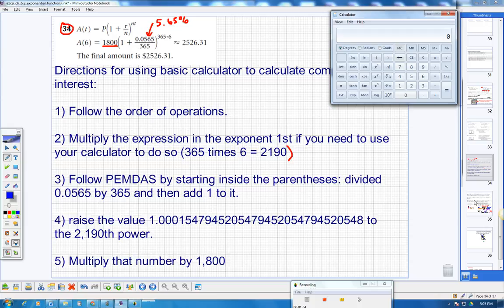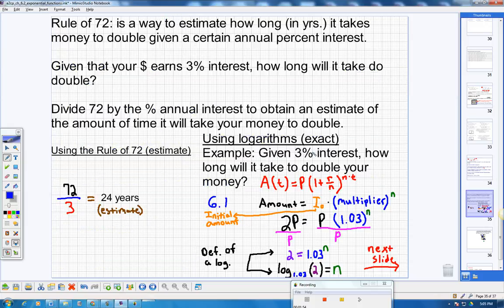What I want to focus on in this video is that rule of 72. I ended so abruptly today. This is what we copied down in class, and then I went over it really quick before class ended. We've got the rule of 72, which you can read. The rule of 72 is just a way to estimate how long it's going to take our money to double at a certain interest rate.